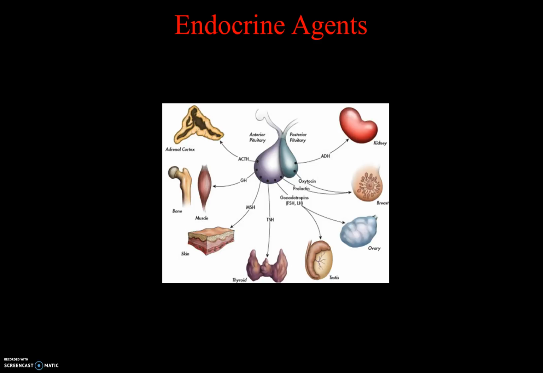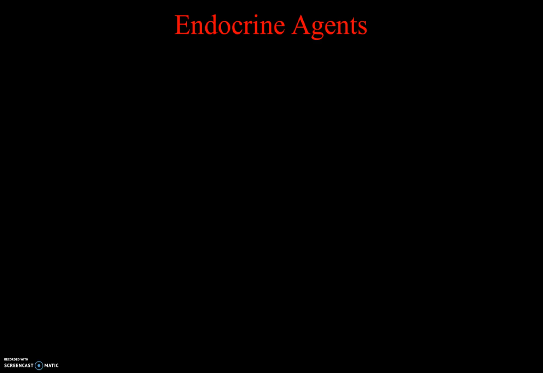The anterior lobe secretes growth hormone, which stimulates the bone and tissues, thyroid stimulating hormone, which acts on the thyroid gland, adrenocorticotropic hormone, which stimulates the adrenal gland, and gonadotropins, such as follicle stimulating hormone and luteinizing hormone, which affect the ovaries.